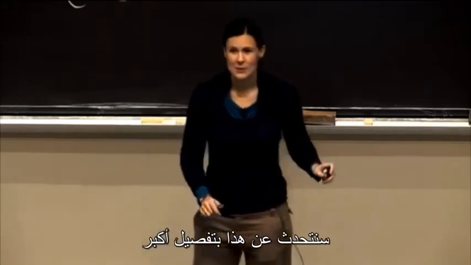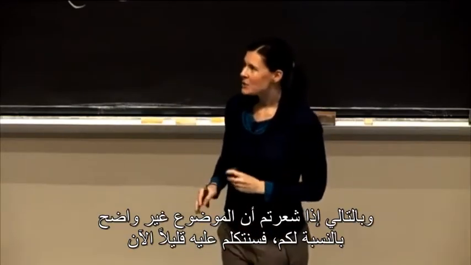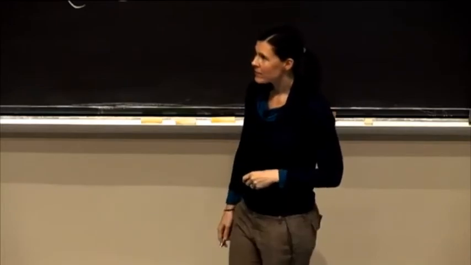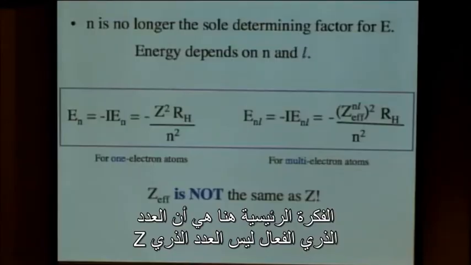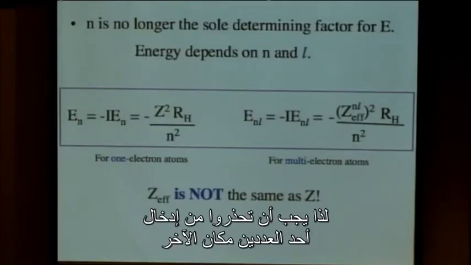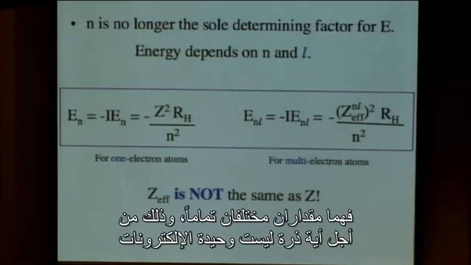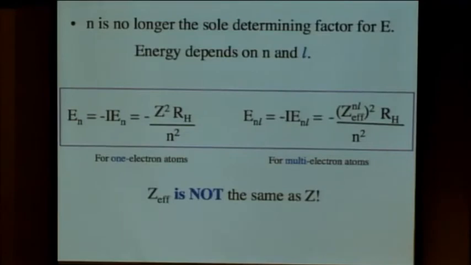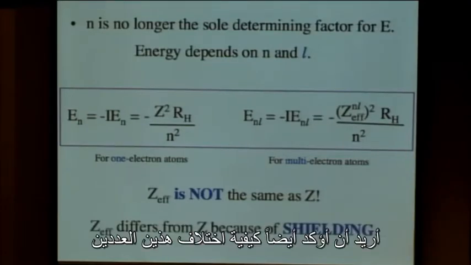And we'll talk about this more, so if this is not completely intuitive, we'll see why in a second. So the main idea here is Z effective is not Z. Don't try to plug one in for the other. They're absolutely different quantities in any case when we're not talking about a one-electron atom. And the point that I also want to make is the way that they differ.